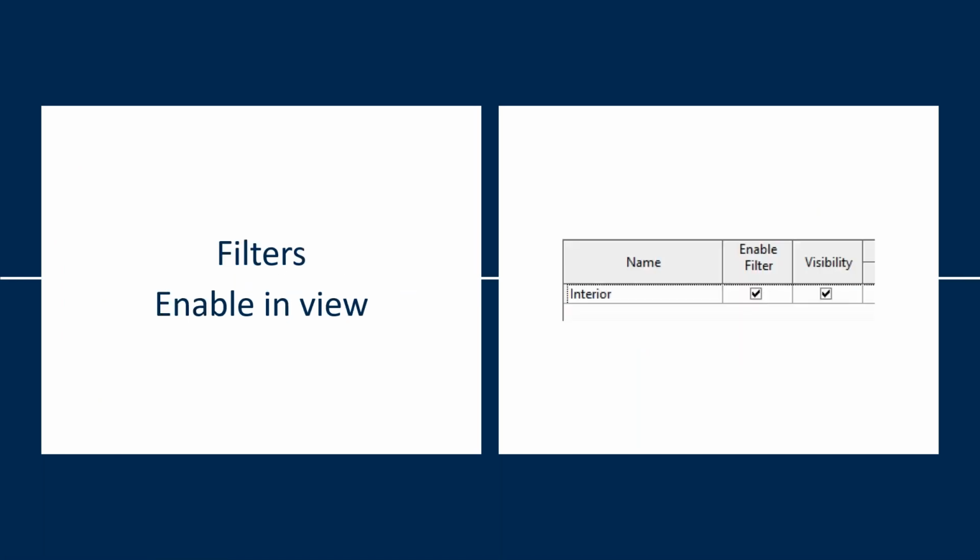All right, next thing we're going to have a look at is filters, to be able to enable them in view. So you can see over here, there's a new little tick box. This is very useful because previously, we'll have a look at an example, but previously you'd have to remove the filter completely if you didn't want it active anymore. But now there's a simple tick box.